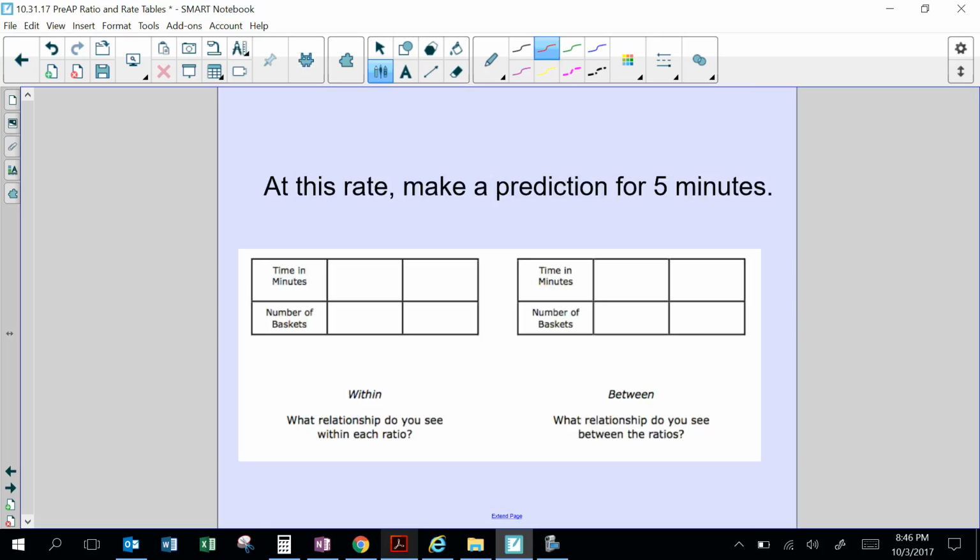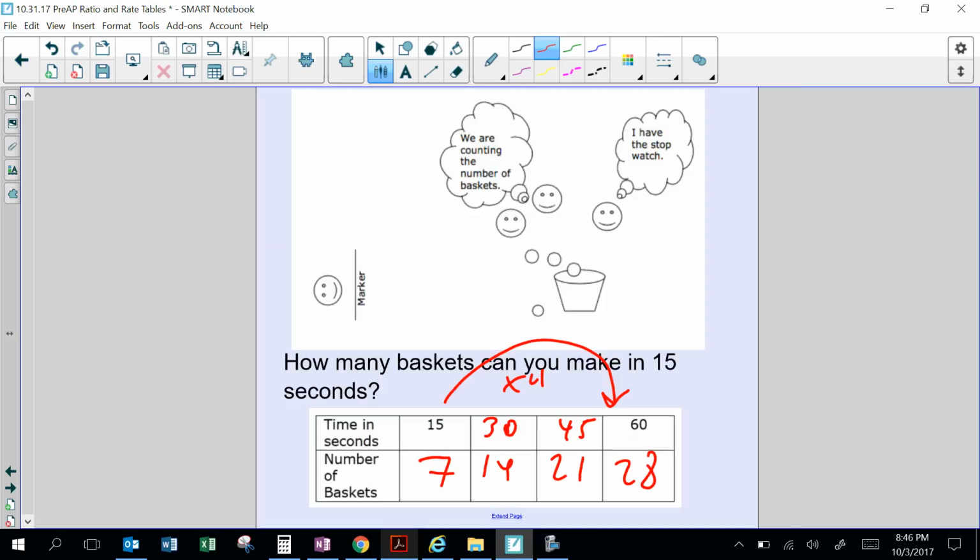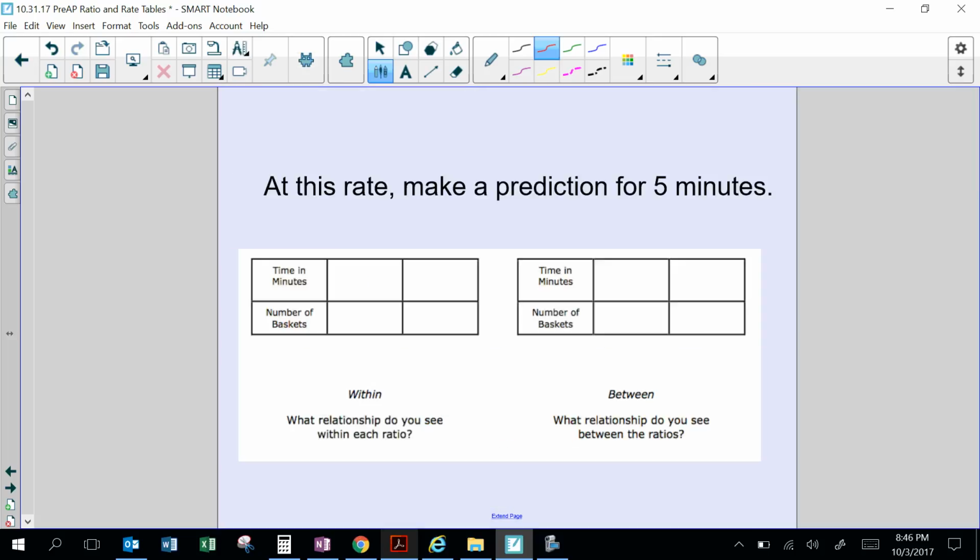However, what if I ask you how many baskets you can make in 5 minutes? So 60 seconds, or 1 minute, is 28 baskets. If you kept the same rate, how many shots can you do in 5 minutes? There are two ways to solve this, and we're going to teach this now.